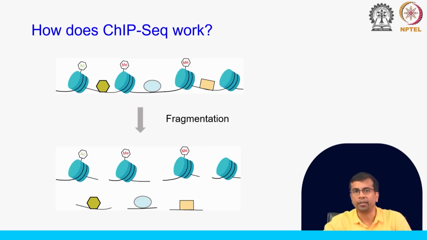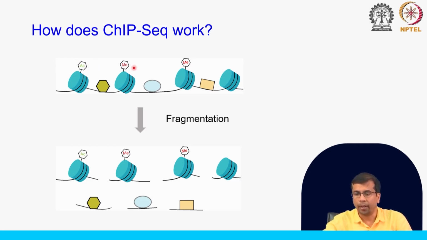So, you can imagine this is the chromosome or the DNA, where you have histone proteins bound, and you also have, let us say, transcription factors or chromatin remodelers that are all present. So, these are different DNA binding proteins, and then you have these modifications on histones. So, you have a methyl modification, you have an acyl modification, AC modification, ME modification, all those modifications are there.